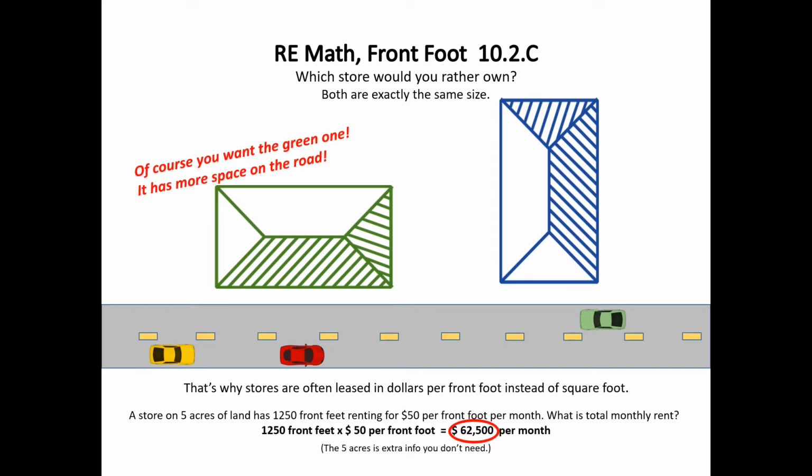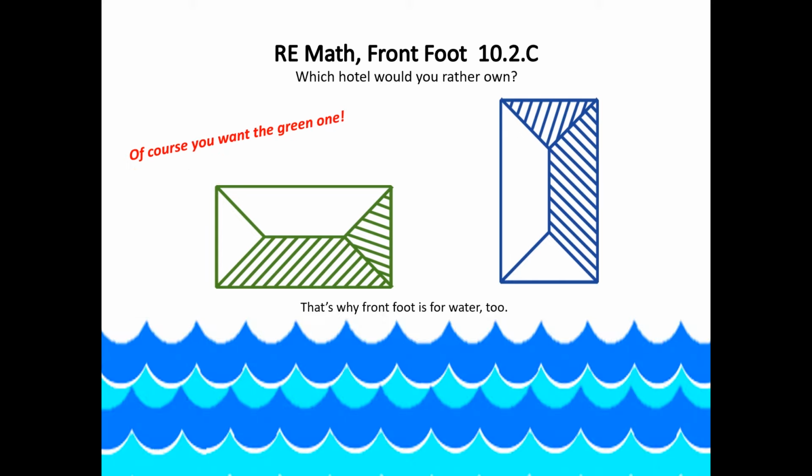Now here's a question for you. A store on 5 acres of land has 1,250 front feet, renting for $50 per front foot per month. What is the total monthly rent? Well, you take the 1,250 front feet times $50 per front foot, and you wind up with $62,500 per month. Now, which hotel would you rather own? Well, yet again, of course you want the green one. That's why the front foot is used for water as well as for roads.